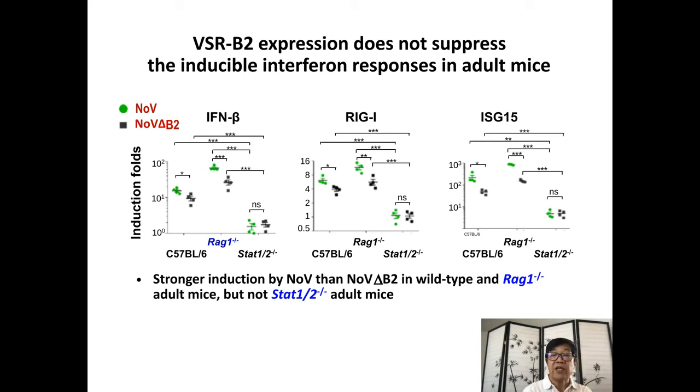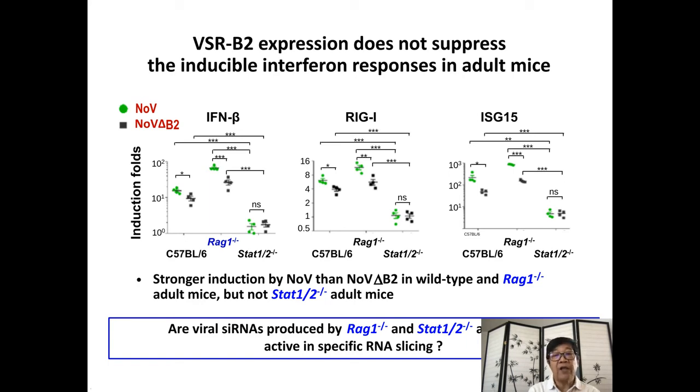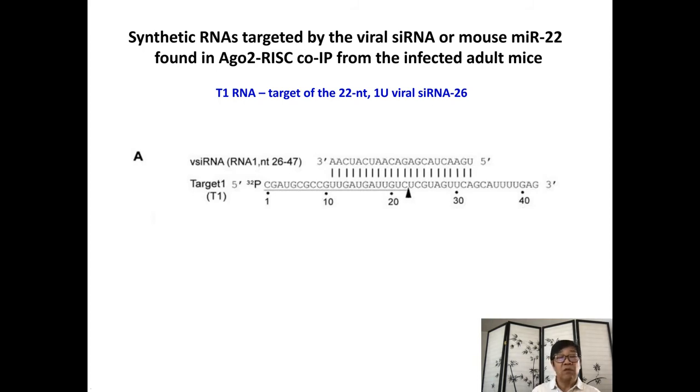So the next question is whether the viral siRNA produced in the adult mice are actually active in directing RNA slicing. So we are developing a system to ask that question. You may remember that because infected mice produce a highly overlapping set of viral siRNA, it's very difficult, if not impossible, to map RISC slicing inside the infected cell.